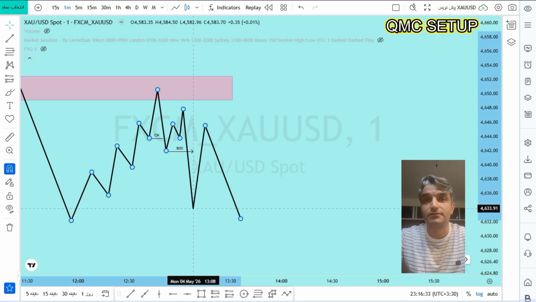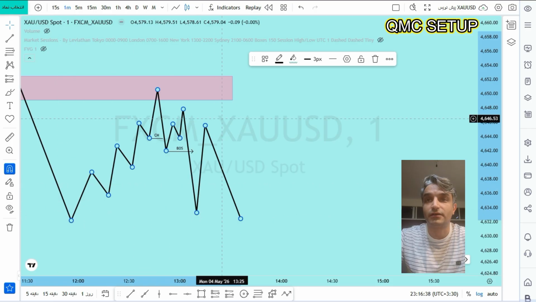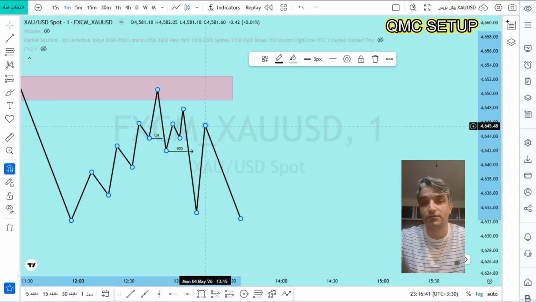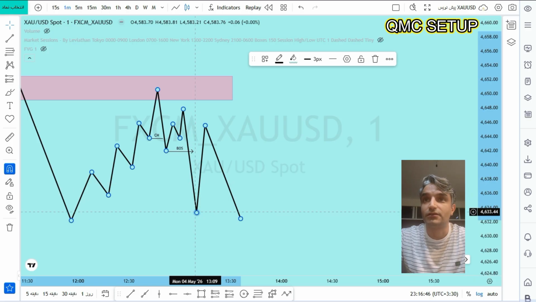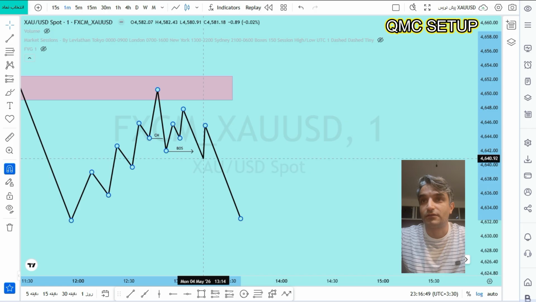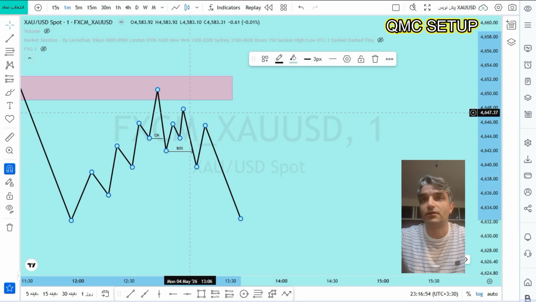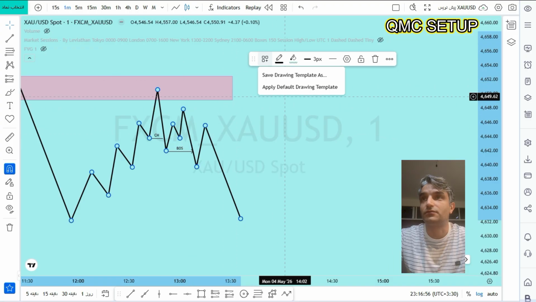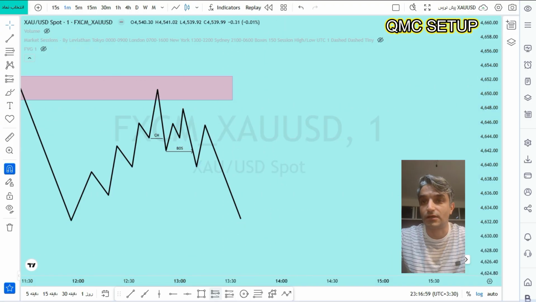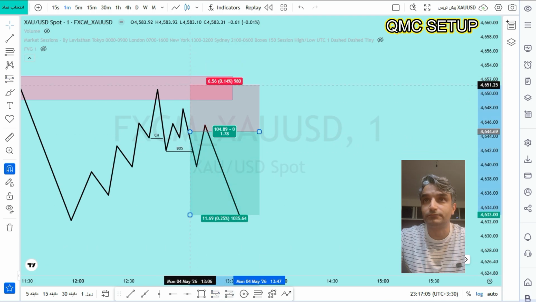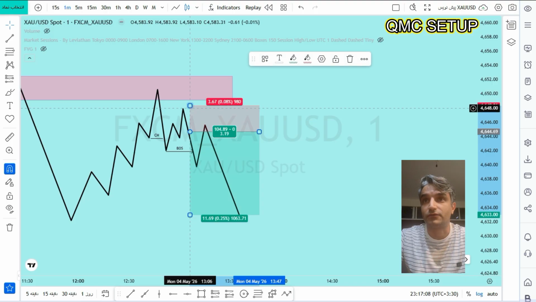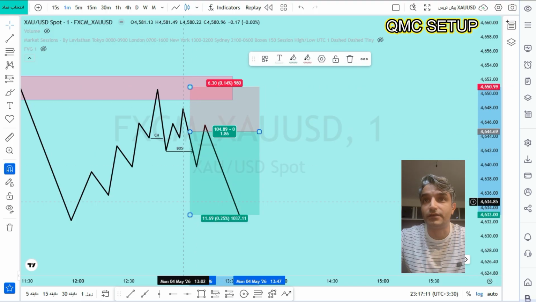If price comes to this danger area and goes up, it's not valid. We don't like it and we don't trade this kind of situation. After price comes to this area, we can enter the market, something like this. Put our stop loss around here or above here.